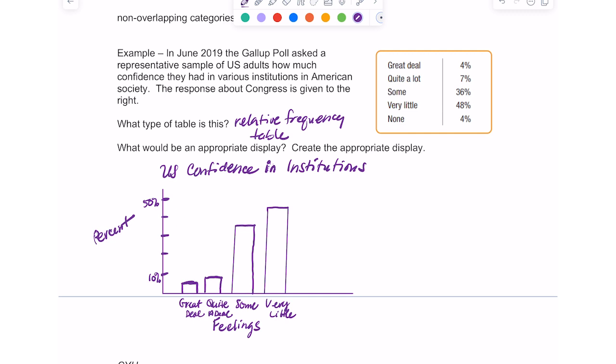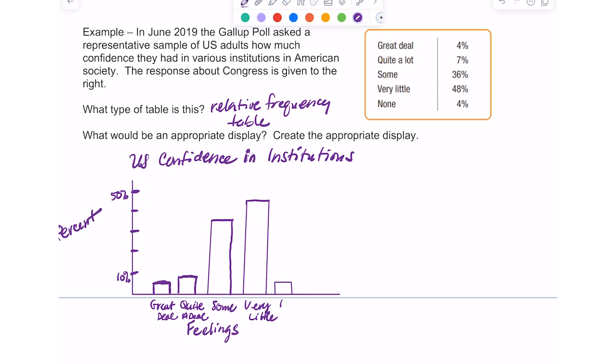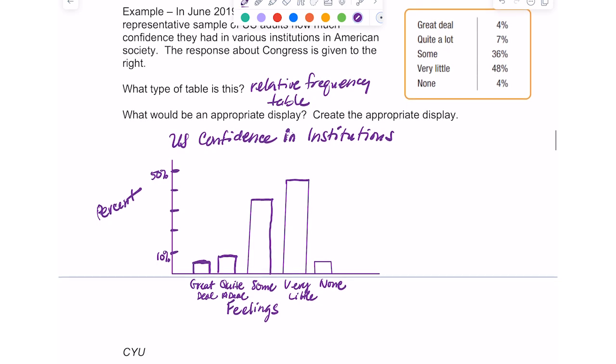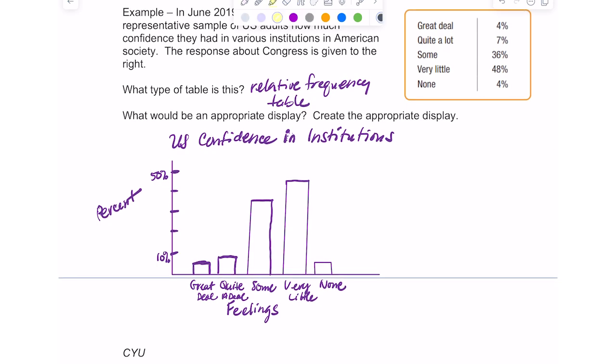And then last but not least, I've got none, which is 4%. So I'd want that to be about the same height as the great deal. Okay, and you can color them in if you want. Notice that I am leaving spaces between the bars, okay? And the reason for that is because you could take the bars and interchange them. You don't have to have them in any specific order.